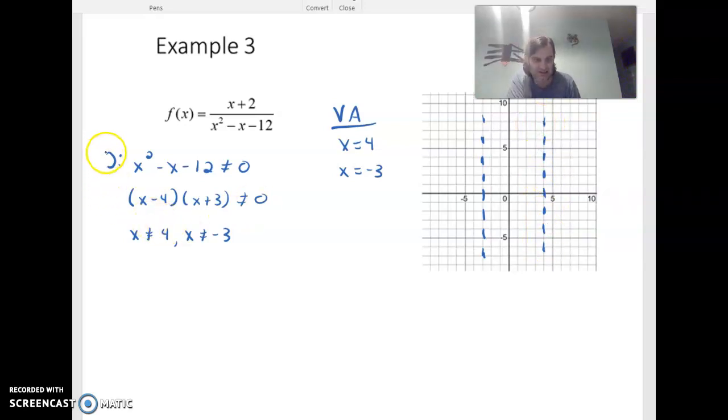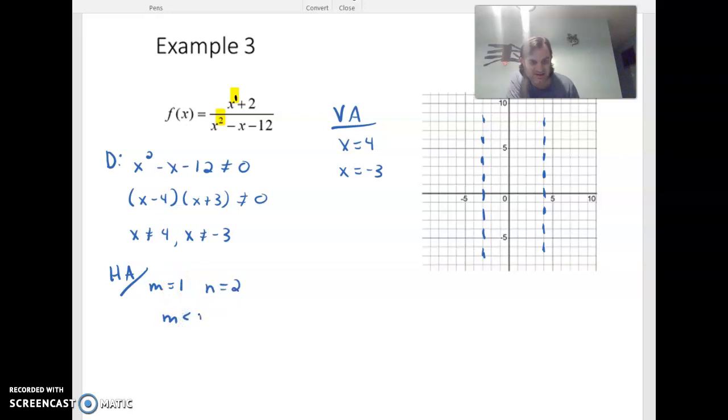Okay. Now I also need to find my horizontal asymptotes if they exist. So I'm going to look at the exponent on top and the exponent on the bottom. So review your notes here if need be. I'll have an x to the first on top and an x squared on bottom. So that's m equals 1 for the top, n equals 2 for the bottom.